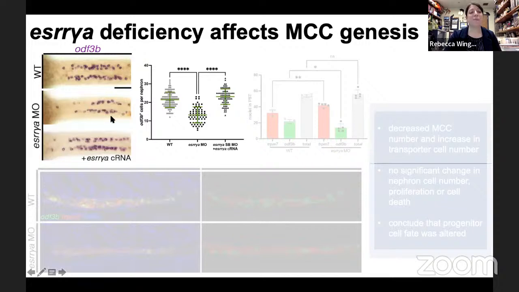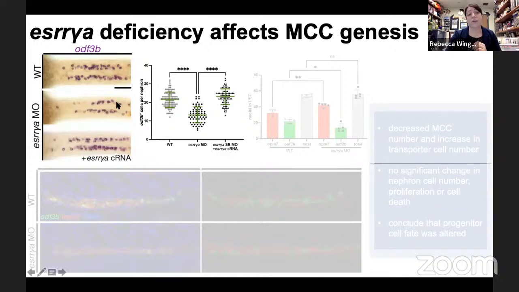So because of this decrease in the multiciliated cells, we were curious about what is happening alongside that change. Are there cells there that don't know what to do? Are they confused? Are they dying? Are they not surviving? Or perhaps are they not proliferating correctly, the precursors that would make the multiciliated cells?